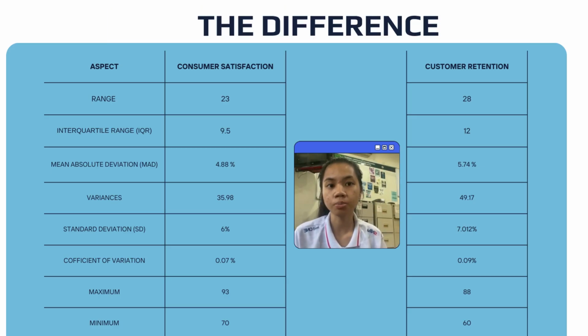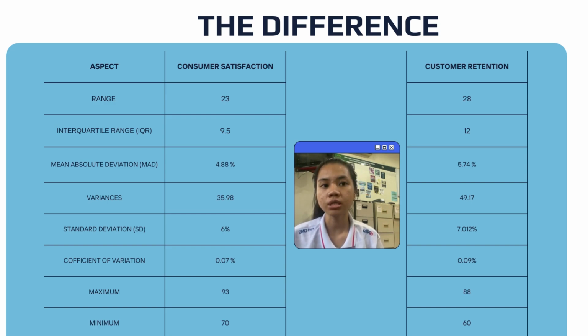Okay, the last part of the comparison between customer certification and customer retention is the range. The range of the customer certification is 23, while the customer retention is 28. The interquartile range for customer certification is 9.5, while customer retention is 12. Mean absolute deviation, MAD, for customer certification is 4.88%, while customer retention is 5.74%. Variance for customer certification is 35.98 and customer retention is 49.17.